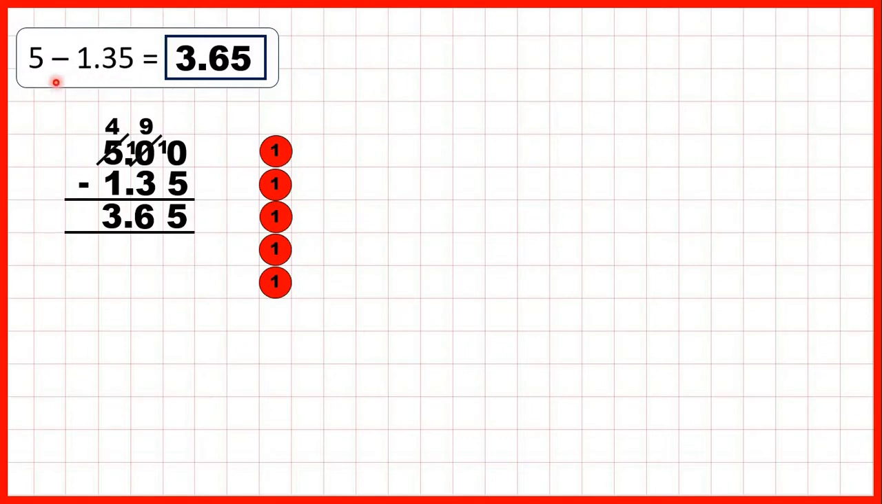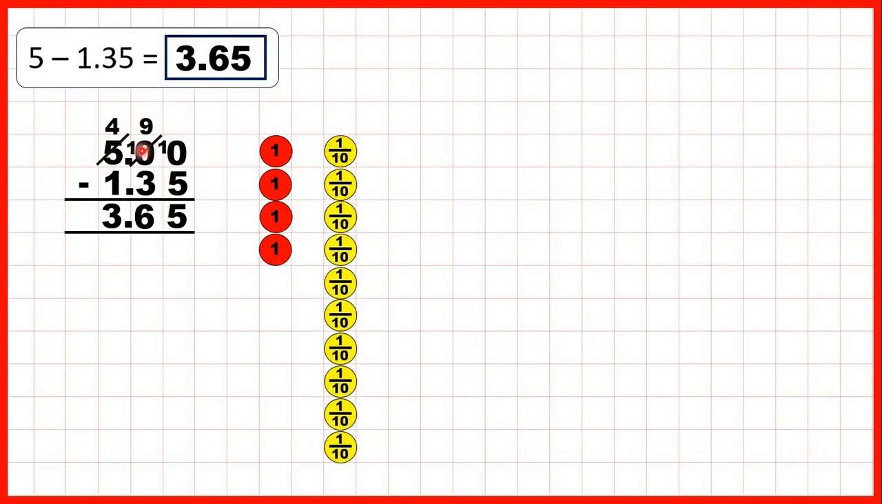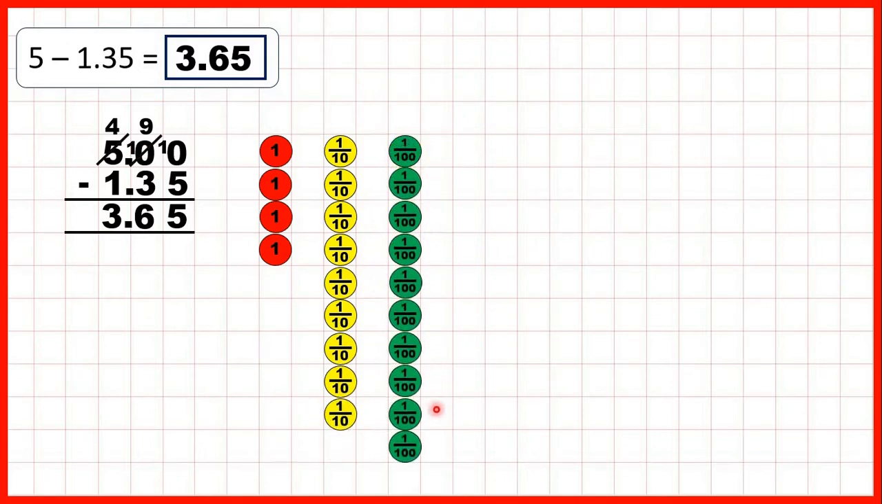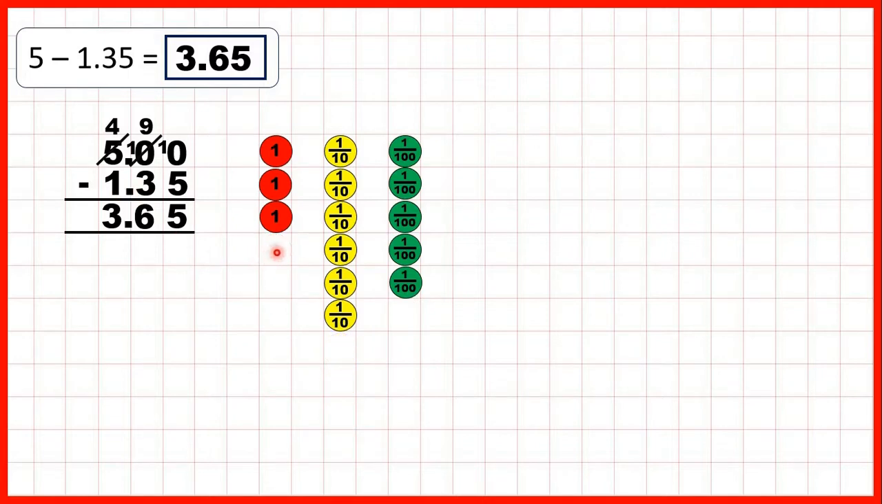Now let's look back at this first question. We had 5, so that's 5 ones, and we needed to subtract 1.35. First, we exchanged one of our ones for 10 tenths. Then we exchanged one of our tenths for 10 hundredths. That meant that we could subtract 5 hundredths, then 3 tenths, then 1 whole, or 1 one. That gave us our answer, 3.65, so 3 ones, 6 tenths, and 5 hundredths.